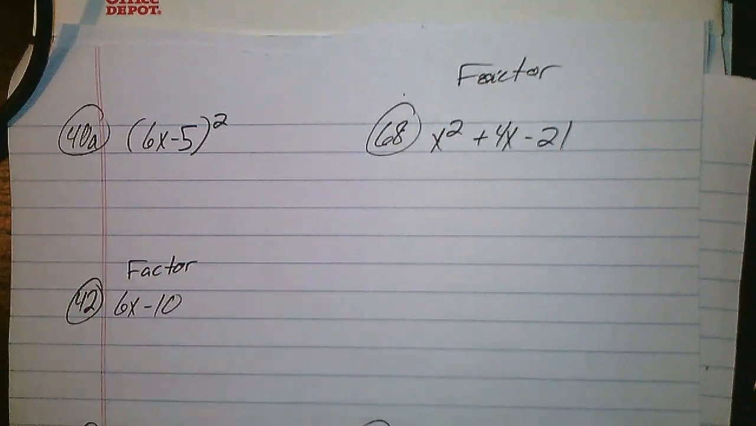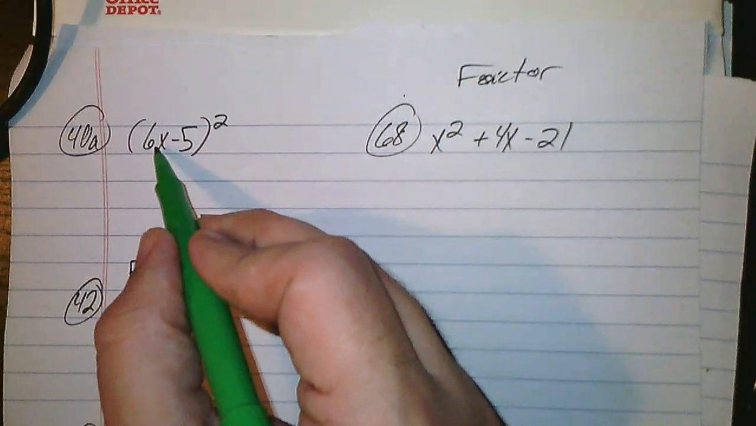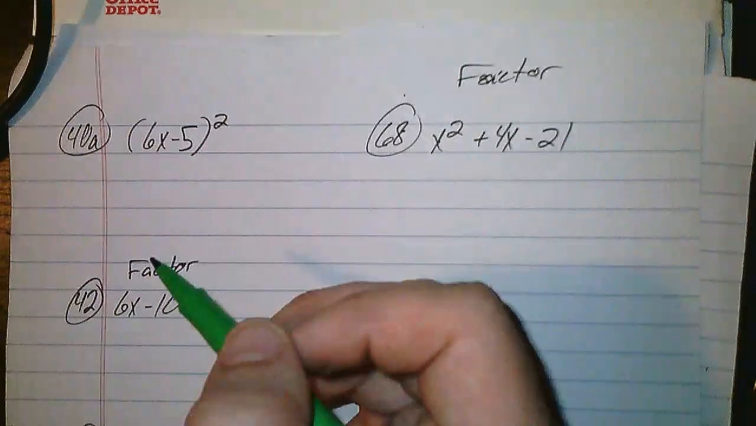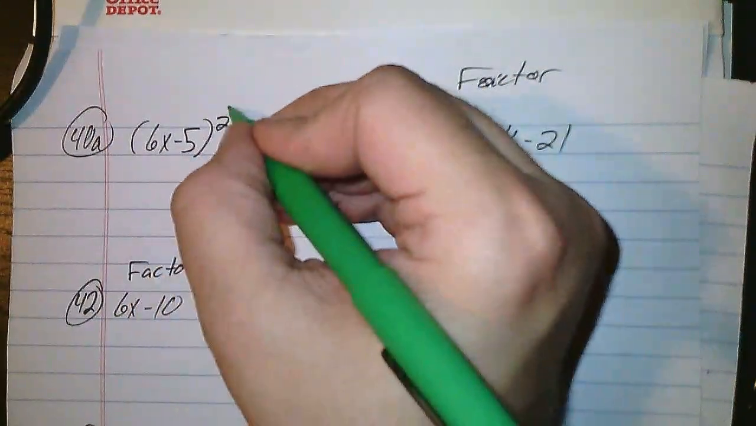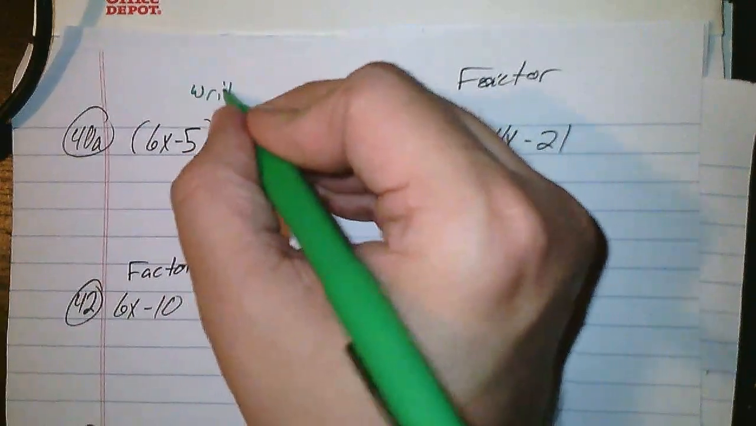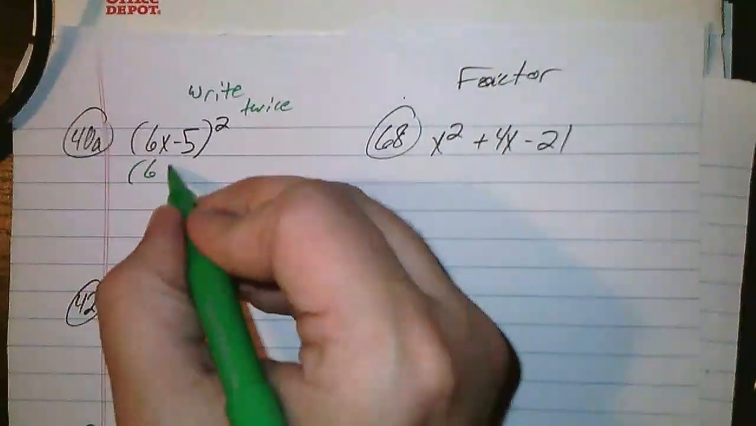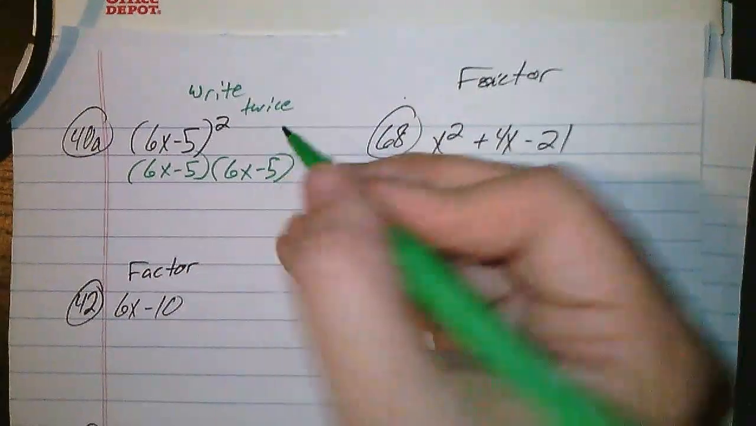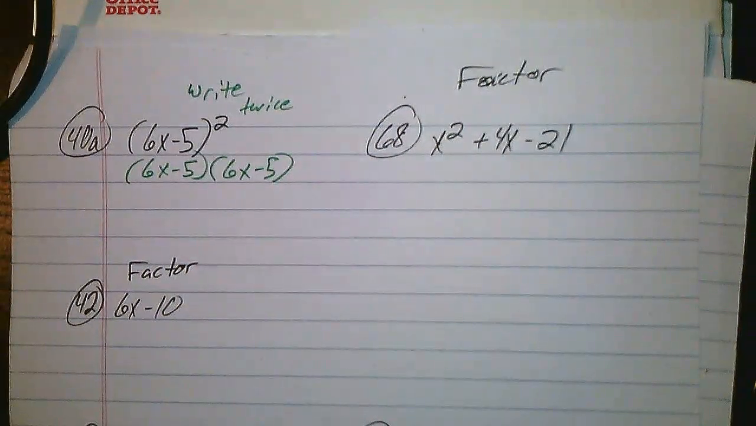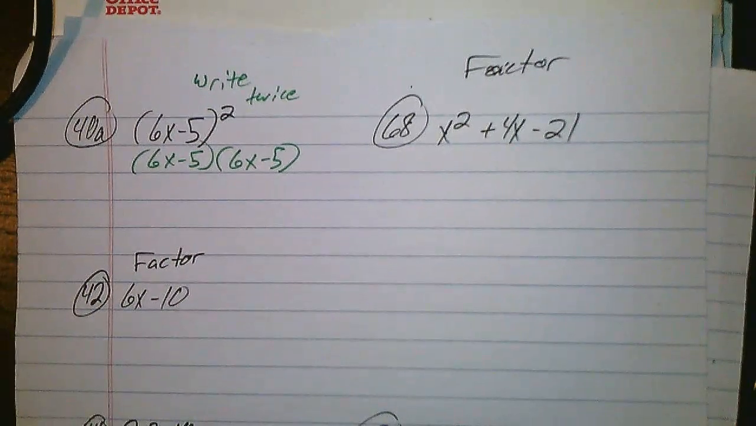The problem like 40A on the review. Some students are just going to square the 6x and square the -5. But when we have a binomial squared, we need to write it twice. So we are going to FOIL, and this will be our foiling example. 6x minus 5 times 6x minus 5.